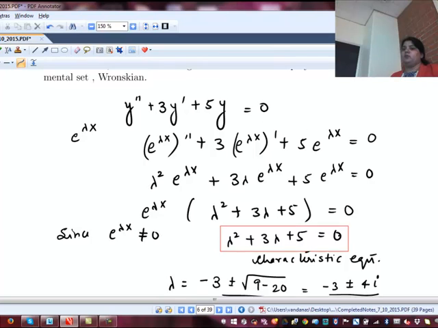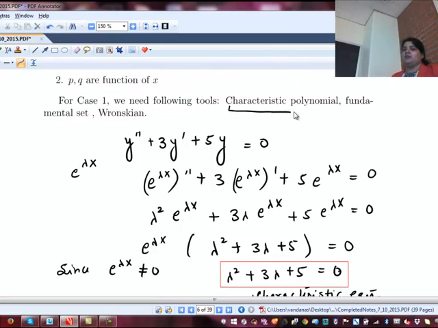But before this, what is a characteristic polynomial? The characteristic polynomial for this specific equation is 3 lambda plus 5. We will then focus on the fundamental set and then the Wronskian. Once we have these tools ready, we will start building a solution for the differential equation. So we are just gathering tools here now. So this we got it.